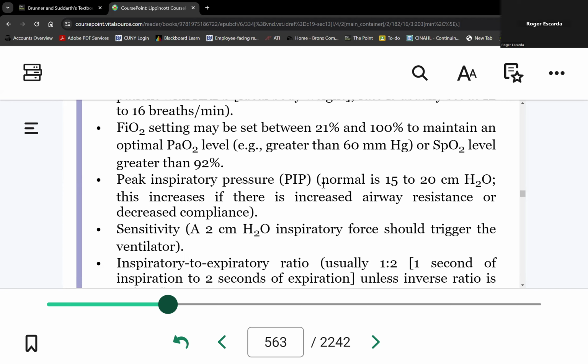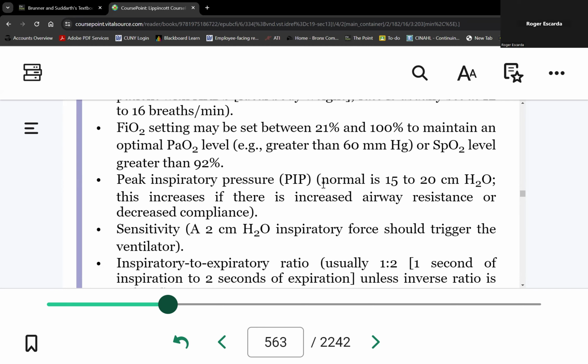Let's go now to the volume. Volume is the amount of air, right? Tidal volume. So if the lungs are very compliant, very dry, how much volume can it accommodate, even with less pressure applied by the vent?